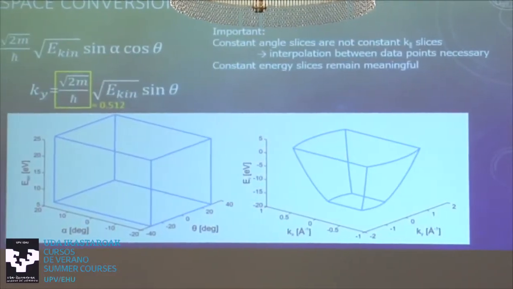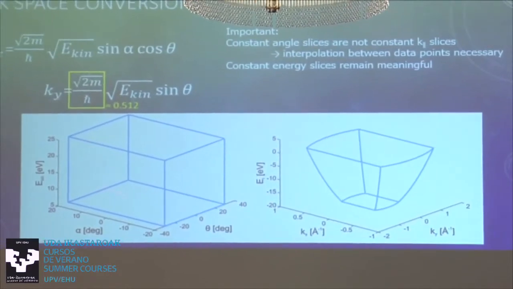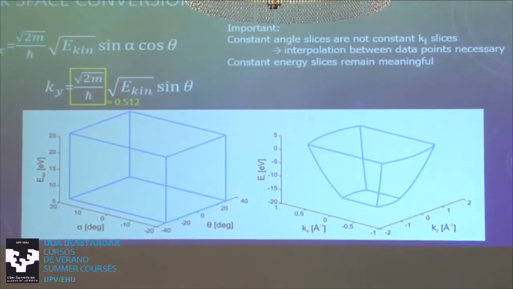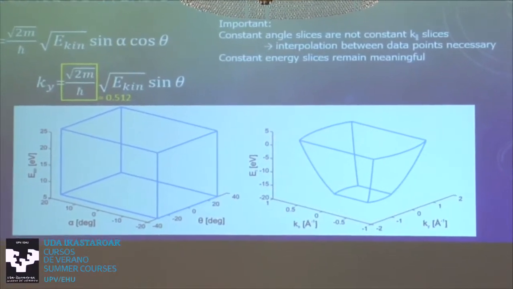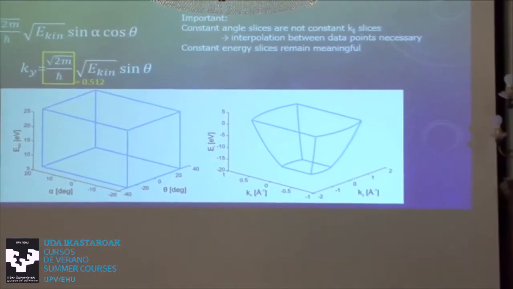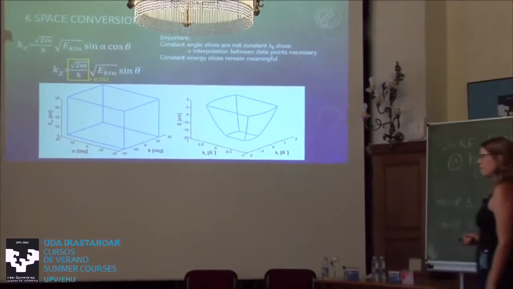And if you do that, you have to be a little bit careful, because the cube you measured is no longer a cube anymore after the conversion, because we have the sine function in here. And now if you would take cuts which are not constant energy, so along these directions here, then you have some kind of distortion in your spectra, and you need to do some extrapolation. However, constant energy cuts are always possible, because this doesn't affect them.